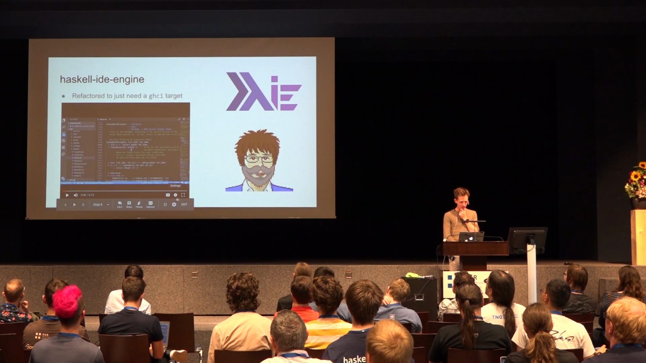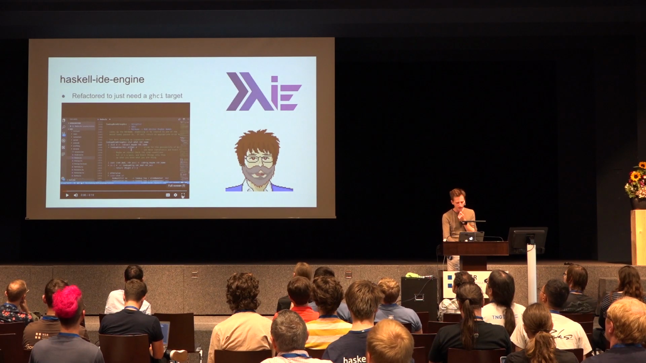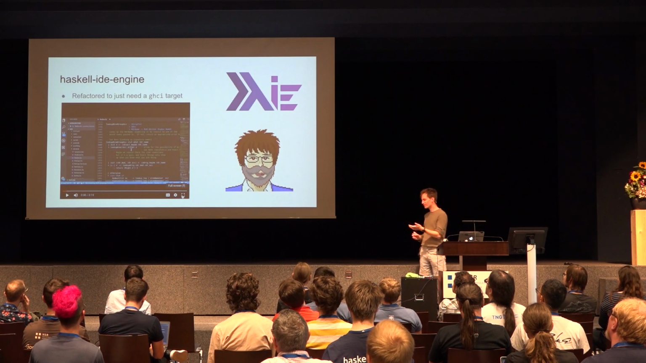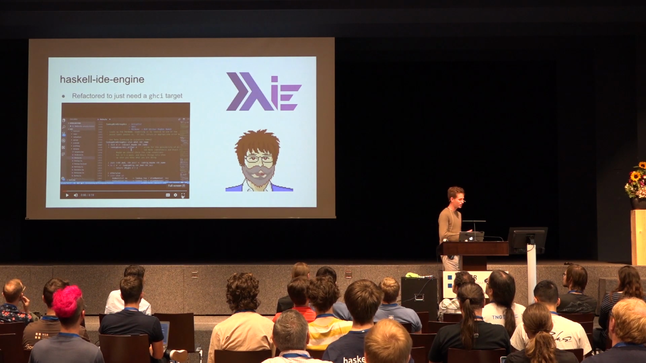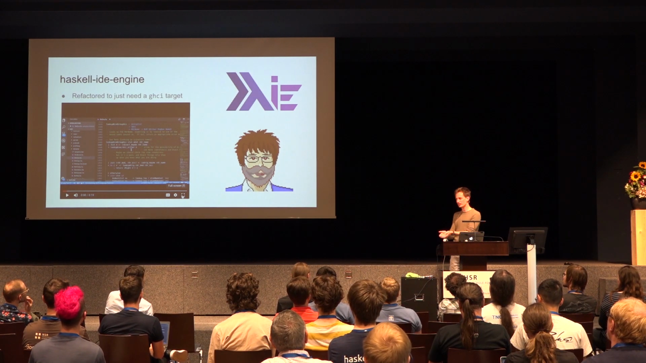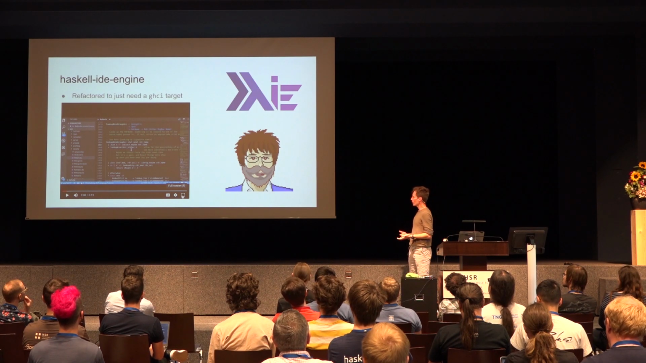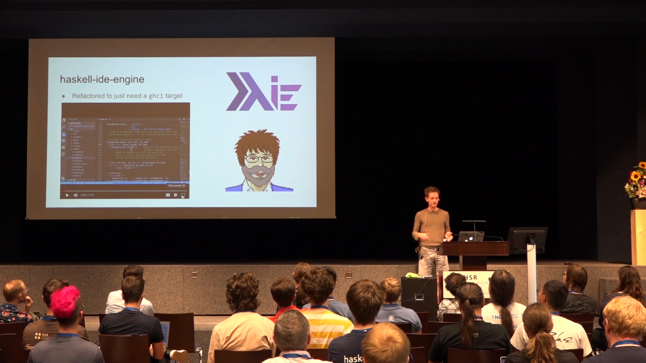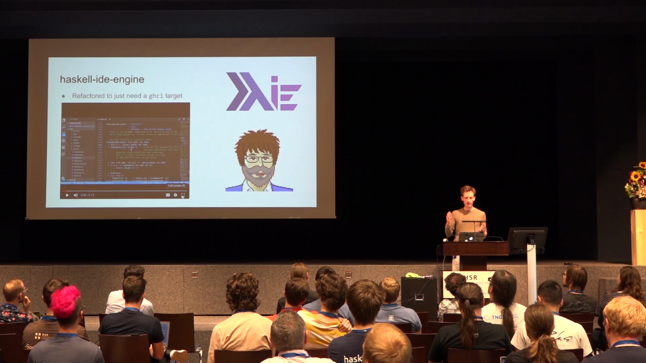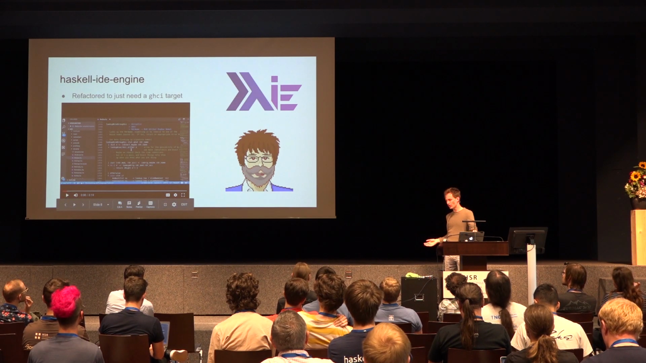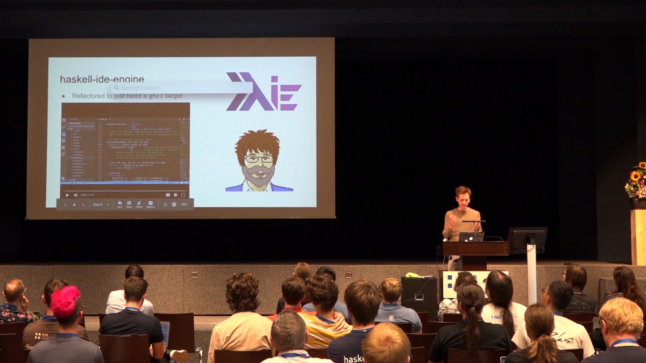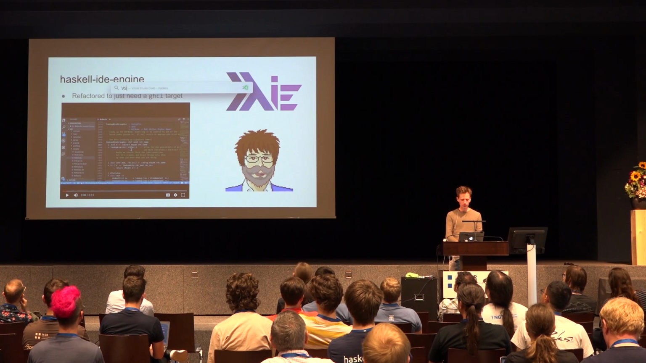Once you have GHCi targets, I thought it also would be straightforward to start using Haskell IDE engine on GHC. It turns out this required quite a significant amount of refactoring in Haskell IDE engine, about 2,000 lines or so. But once that small amount of refactoring has been done, you can also use Haskell IDE engine on GHC in VS Code.